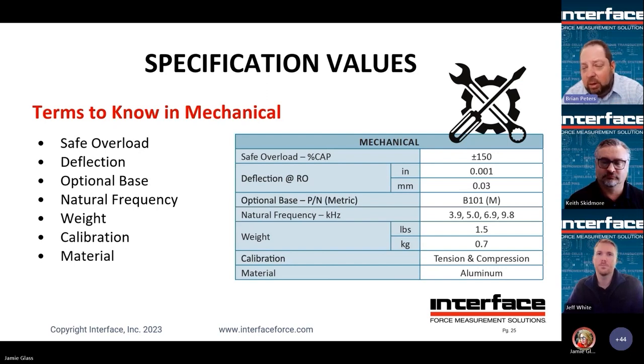And then weight, calibration. Not all sensors get the same calibration, so you'll want to note, do you have tension or compression? You can typically use sensors in opposite modes. They should be pretty symmetric, but again, if you want to have that specific mode cal data, you can always ask for it if it isn't standard for that model. And then material.